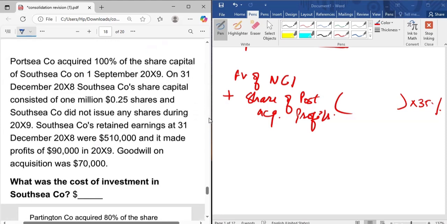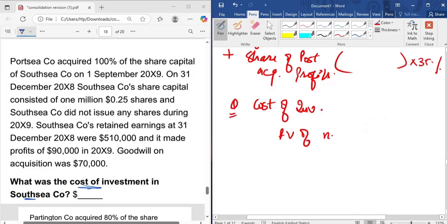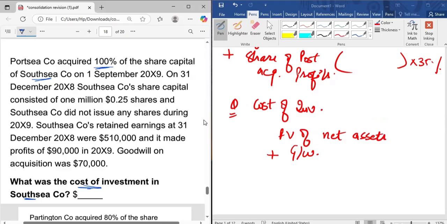They have asked us to calculate the cost of investment in South Sea Company. South Sea is the subsidiary. So first of all, let's look at the formula of cost of investment. The cost of investment means the fair value of net assets acquired plus the goodwill. So see, Port Sea acquired 100% share capital of South Sea Company on 1 September 20x9.